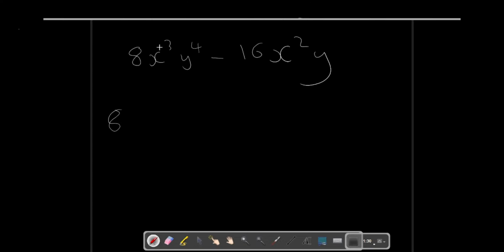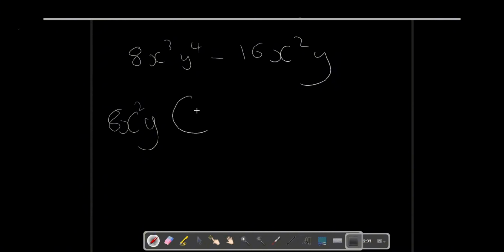Then between x to the power of 3 and x to the power of 2, what's the highest thing that can go into x squared and x cubed? The highest will be x squared, because x squared can go into both. And for y, y can go into both terms. So this will be the highest common factor of both of these terms.